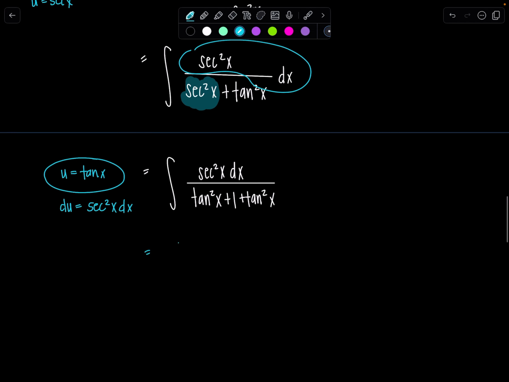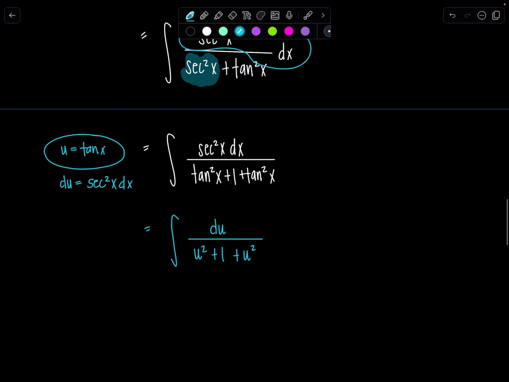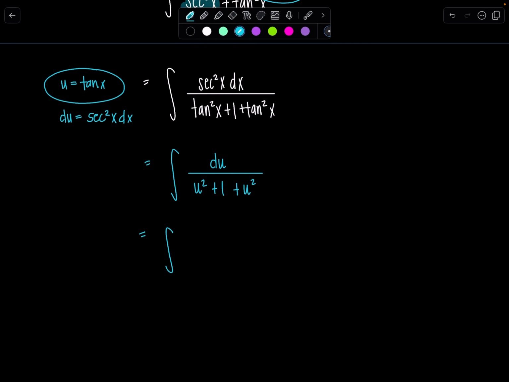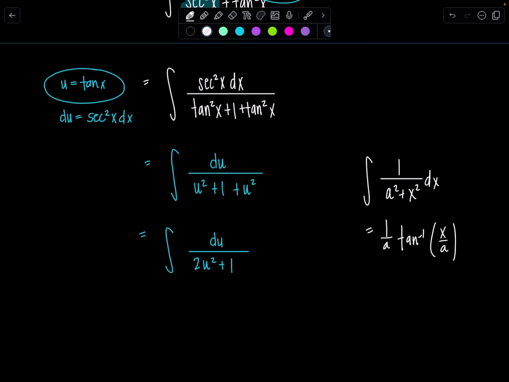So in the numerator, we're just going to have du. And then in the denominator, I'm going to have u squared plus 1 plus u squared. So that's 2u squared plus 1, right? Du over 2u squared plus 1. Now that should start giving you vibes of tangent inverse, right? So if you'll recall, when you have integral 1 over a squared plus x squared dx, it's 1 over a tan inverse of x over a plus c.